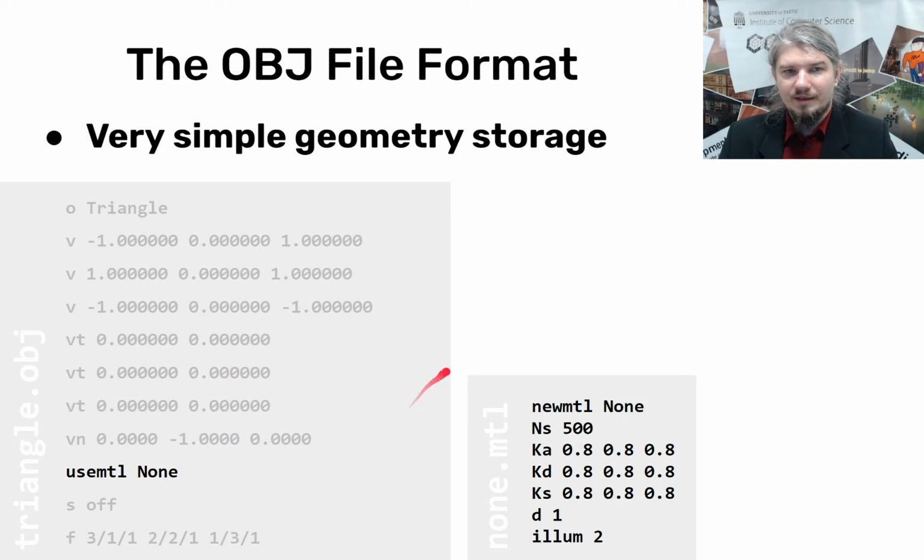Accompanying the OBJ file is usually an MTL file, which specifies the material. So what color is our triangle? But not just the color. If you open the MTL file, the none here is a bit misleading. This is just a triangle I exported from Blender, and by default it assigns this material named none.